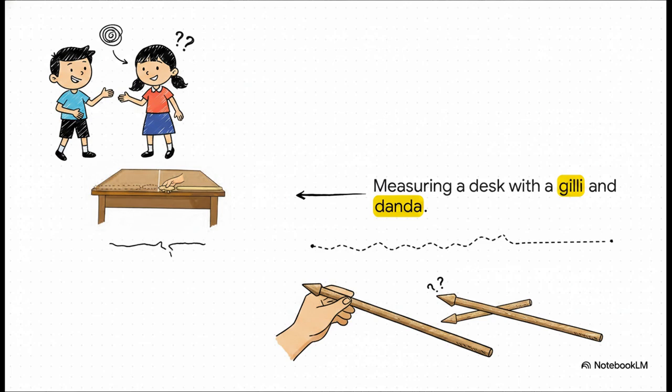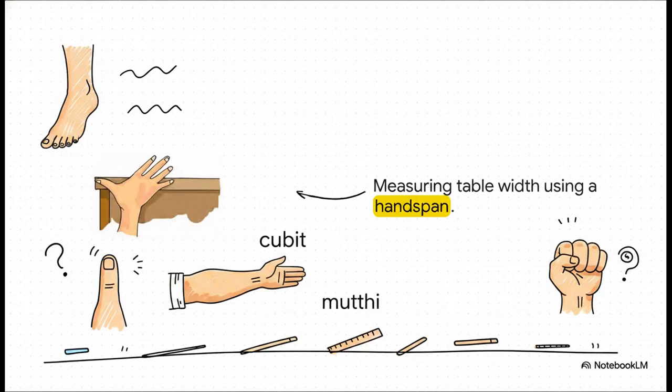Well, a few days later, the line gets wiped out, and Bujo realizes he's lost his old gilli danda set. When he brings a brand new set to measure it again, the desk is suddenly no longer 2 dandas and 2 gillis long because the new pieces are a totally different size. They're left with this tiny fraction of space completely unaccounted for. Chaos ensues. Now, humanity actually faced this exact same problem, but on a massive global scale.